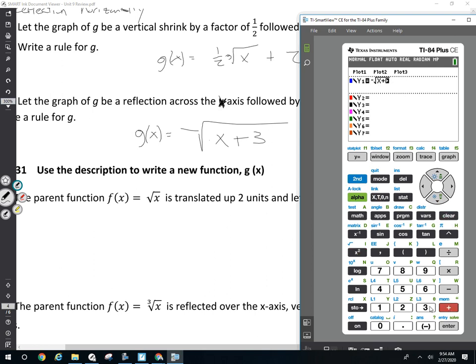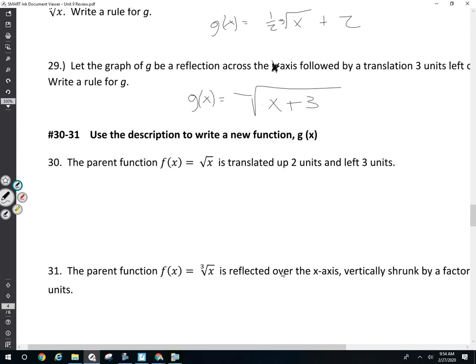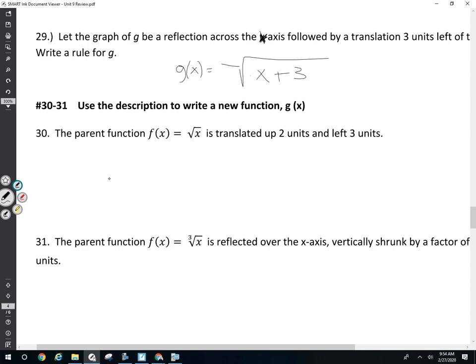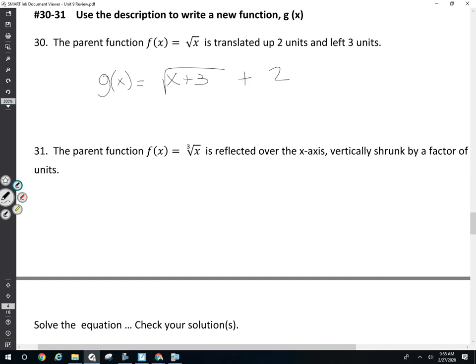Now we see this will shift us left 3 and reflect over the y-axis. Funny how that is. Up 2, left 3. So left 3 is an x, opposite. So this is x plus 3 inside my square root. And then up 2, I'm going to add 2. Whenever it comes back, there it is. I'm going to add 2 to the outside. Outside is the y's. It's normal.